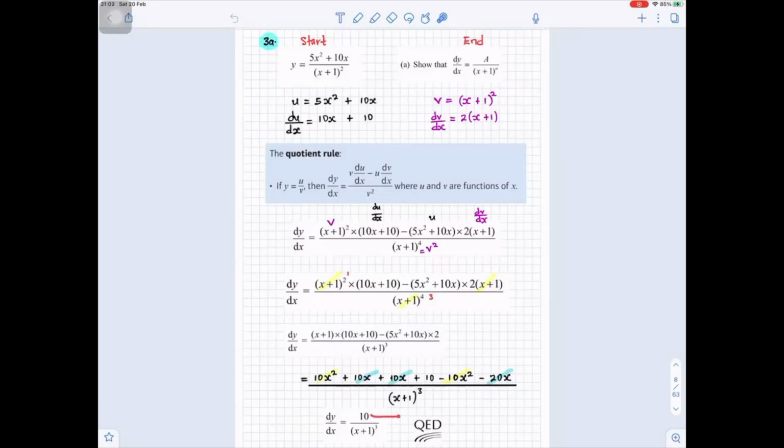So this 10 is the a at the numerator, and the (x plus 1) all cubed is the same, so your n is 3. That's what they wanted you to show. So QED, quod erat demonstrandum, as required to show.